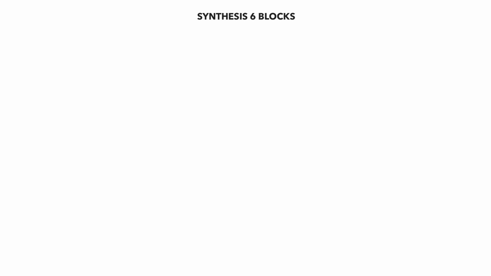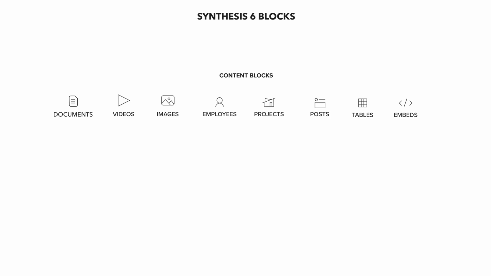There are two types of blocks in Synthesis 6. Content blocks, which let you add documents, videos, images, employees, projects, posts, tables, and embedded content into your page. And structural blocks, which you use to organize the content on your pages. Structural blocks include navigation blocks, which we've already talked about, table of contents blocks, collapsible sections, and lines, which are all handy ways to help a user quickly find what they are looking for on a content-rich page. Let's start by looking at some examples of content blocks in action.